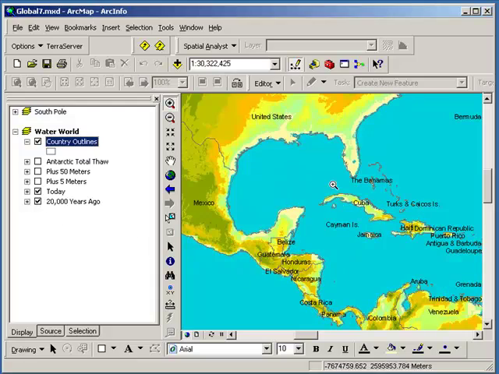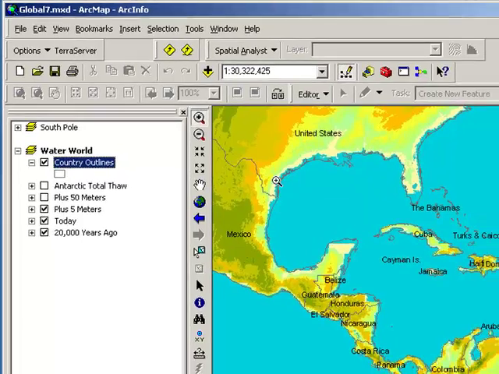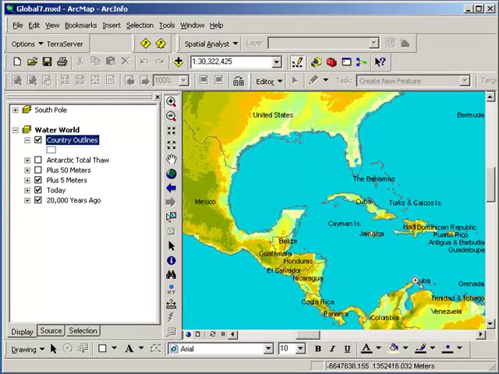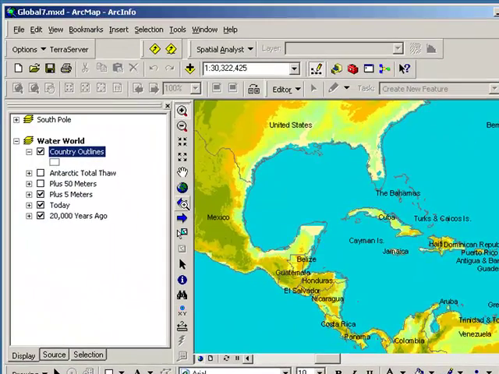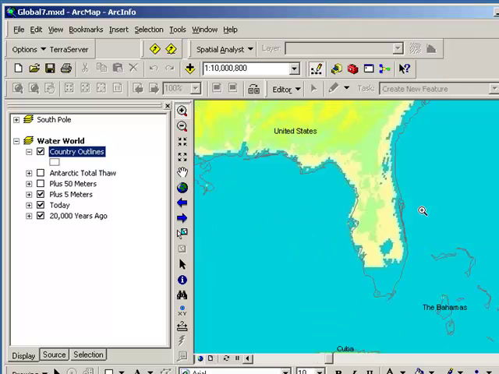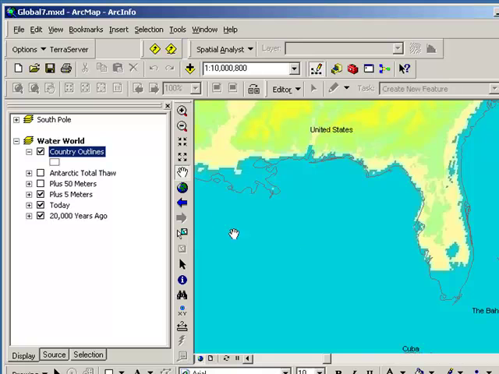Let's turn on the coastlines for today. Okay, that looks more familiar. What about if the oceans rose by 5 meters? Well, in many places, you don't see much difference. But in other places, for example, South Florida and Louisiana, there's a huge difference.